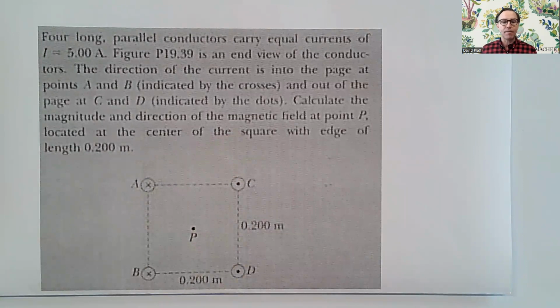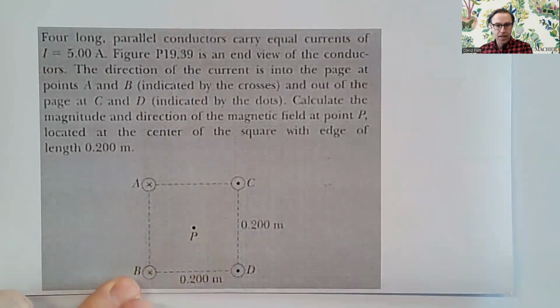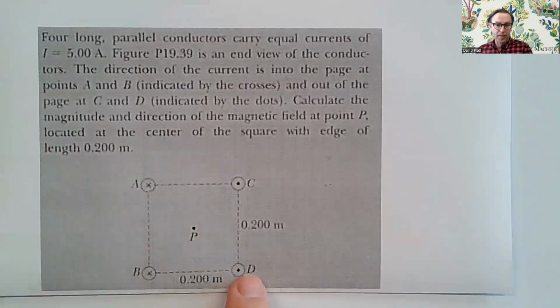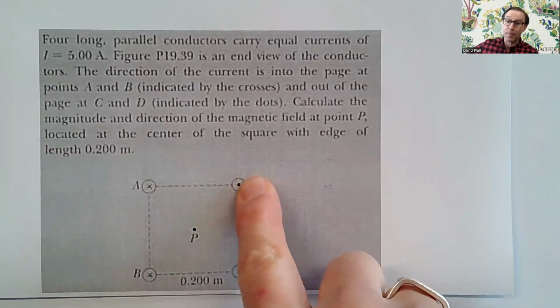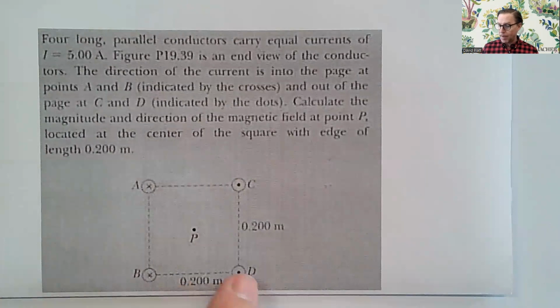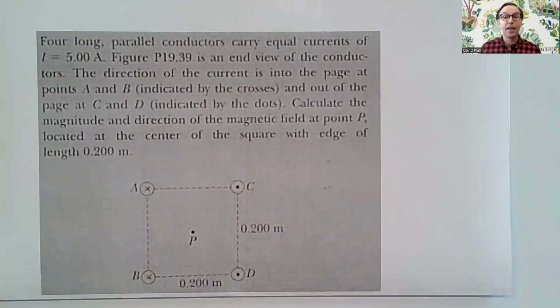So I need to find the magnetic field created by this wire, and this wire, and this one at point P, and this one at point P. And I want to take those 4 answers and add them together. That's what this is asking me to do. Find a magnetic field, find a magnetic field, find a magnetic field, find a magnetic field, at point P. And once I've found those 4 magnetic fields, I want to add them together.